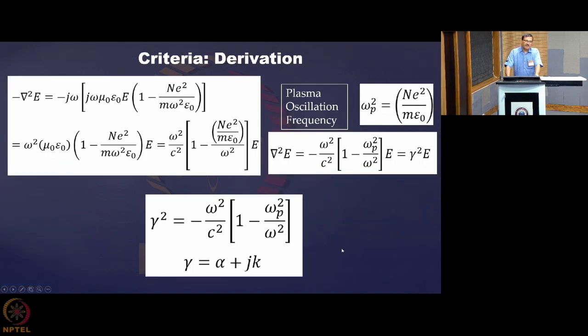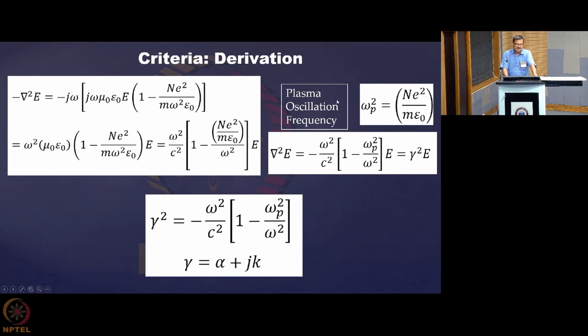Okay. Now we come to the derivation part. Under the consideration that divergence E equal to 0, what we get is minus del square E on the left hand side. On the right hand side, we have minus j omega into j omega. As I told you, this will give you plus 1, and then omega square mu 0 epsilon 0 will give you c square, and then inside, 1 minus this n square by m omega square epsilon 0.